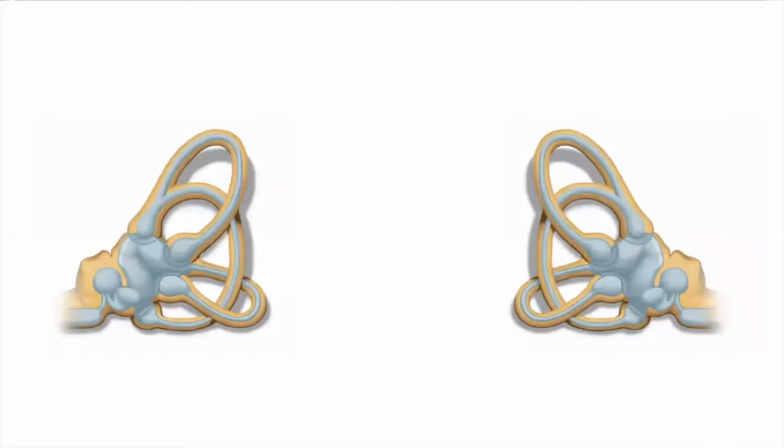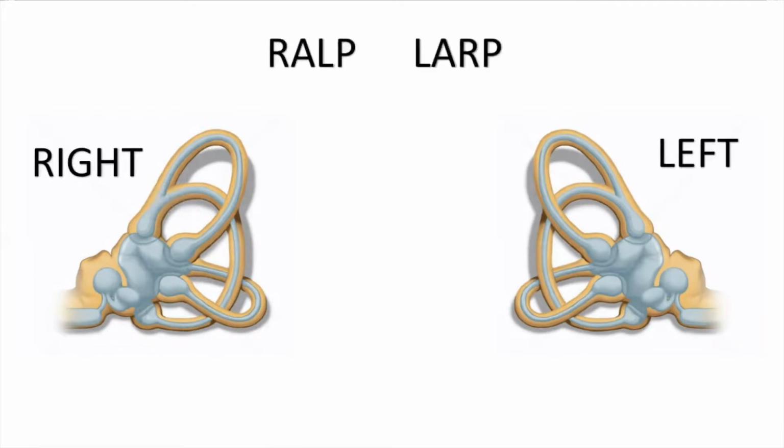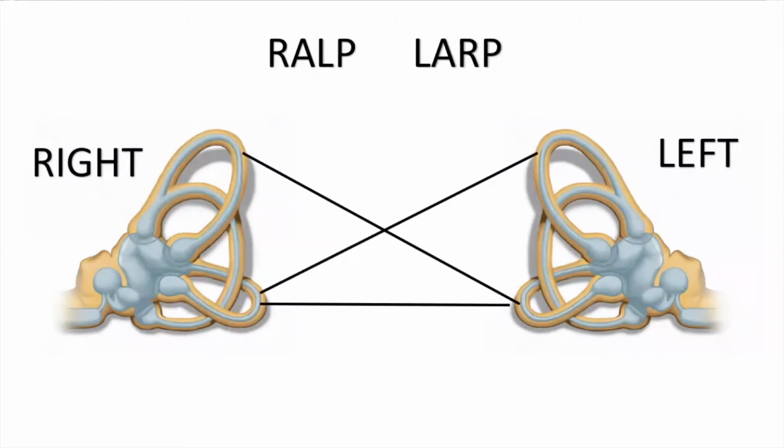Each semicircular canal has a coplanar pair on the opposite side that detects movements in the same plane. So the horizontal semicircular canals on either side are pairs. And to remember which anterior and posterior canals are pairs, you can use the acronyms RALP and LARP. So that means right anterior pairs with left posterior, and left anterior pairs with right posterior.